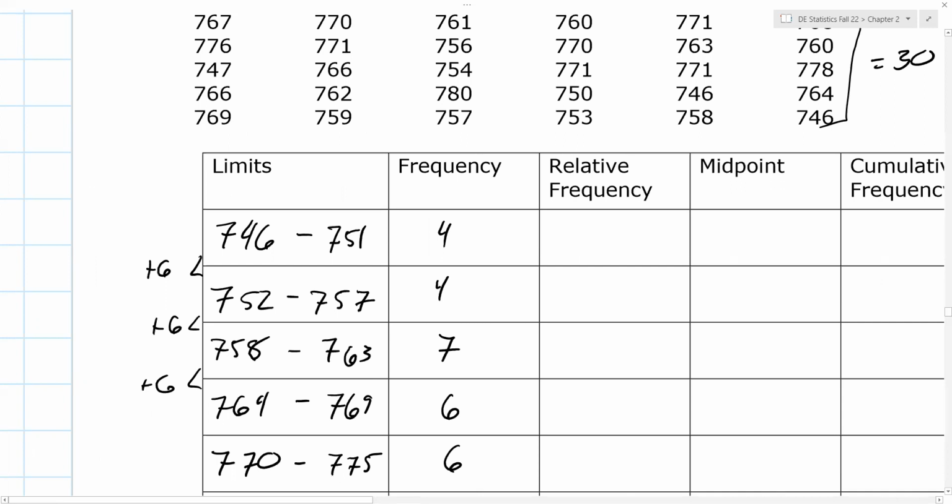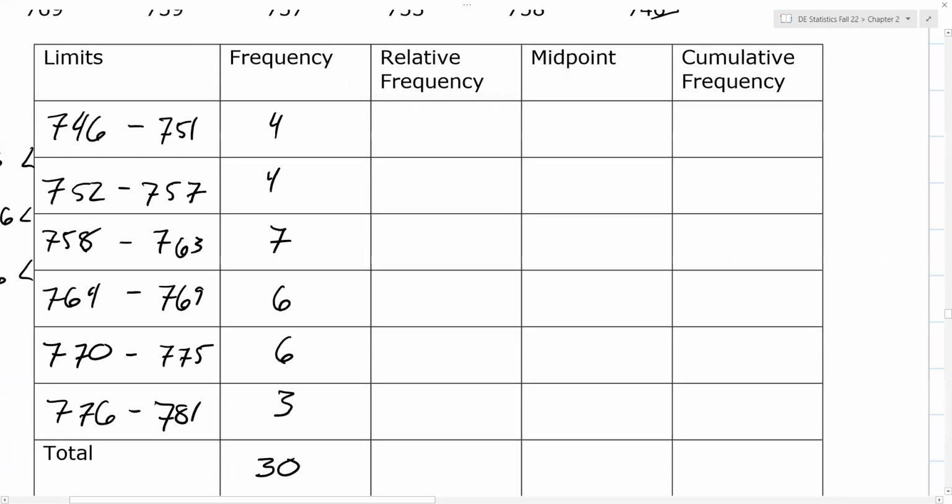Next, I'm going to divide all of my frequencies by 30 to come up with my relative frequencies. So that would be 4 divided by 30. 7 divided by 30. Six divided by 30. 0.2, 0.2, and then 0.1.